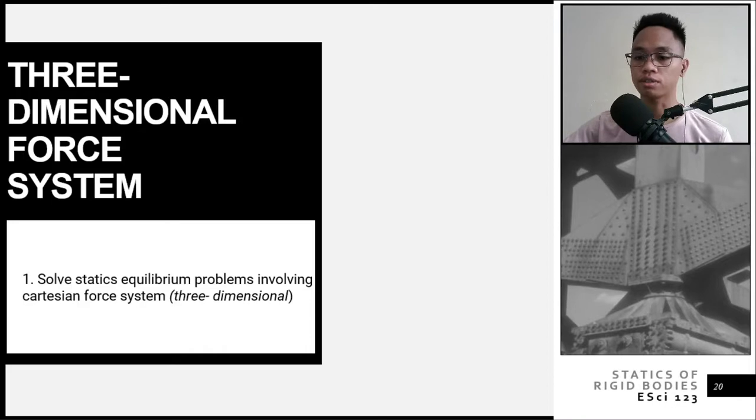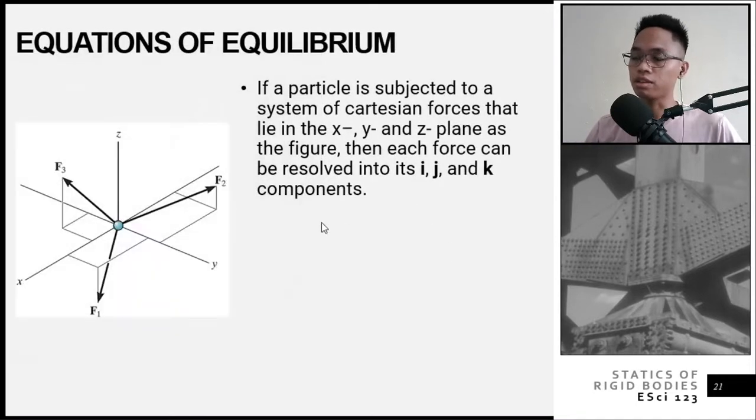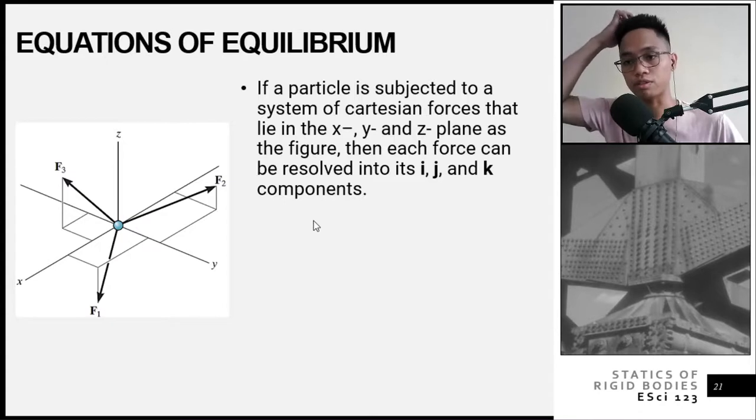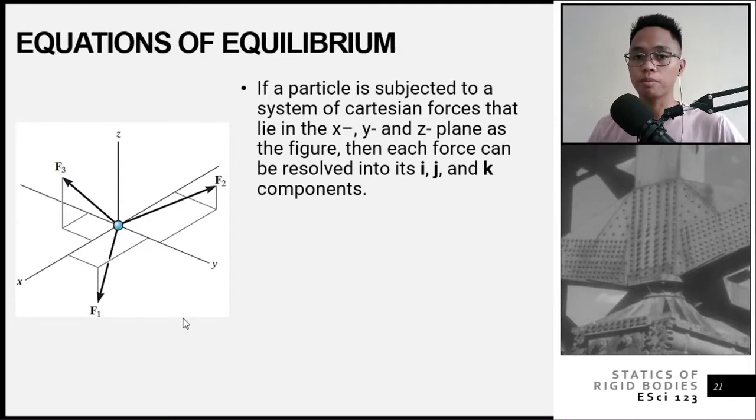All right, so this is almost the same topic as the previous one. The only thing added here is z, so we now have x, y, and z. Let's recall that the easiest way for us to solve this kind of problem is to have the forces in component form. But now, since we are talking about the Cartesian or three-dimensional system, you should know how to express a force into its ijk components.